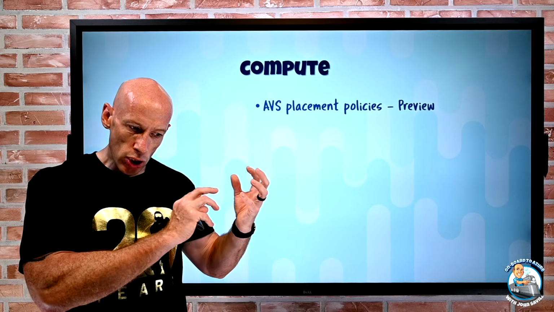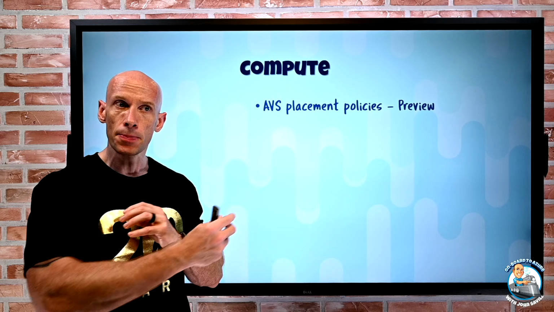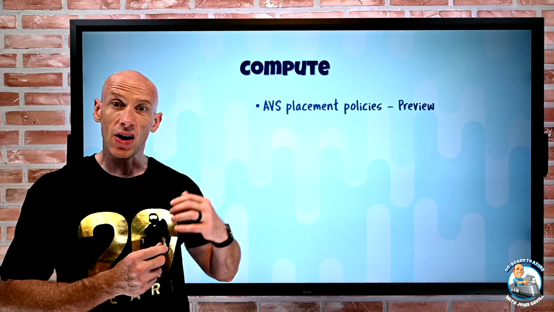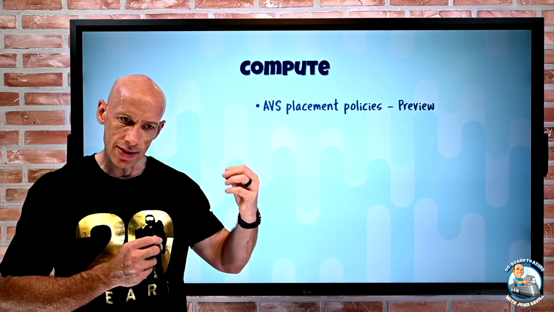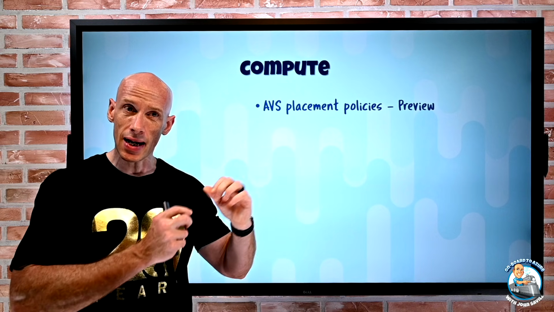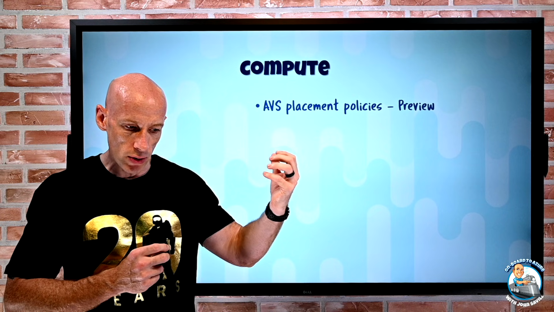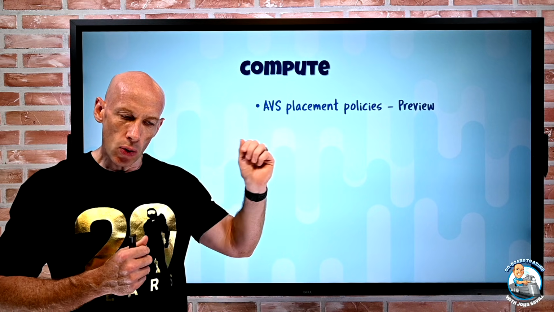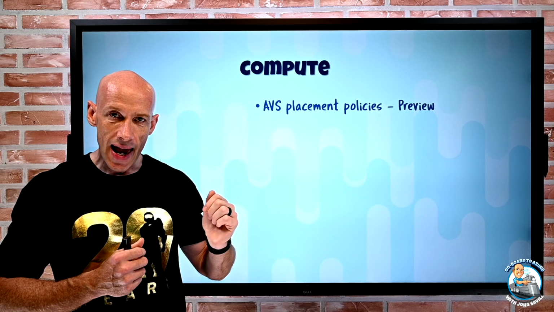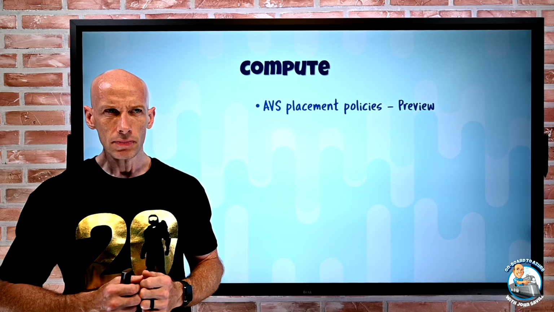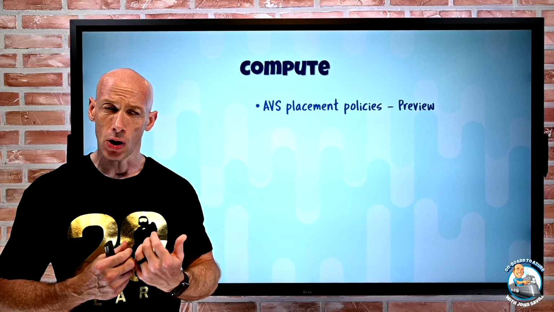Now, this is exposed through these private clouds. A private cloud is made up of clusters. I can have up to 12 clusters per private cloud, and each cluster is made up of 3 or more nodes, up to 16. So what I can do with placement policies is now at that cluster level, there's really 2 different types of placement policy.